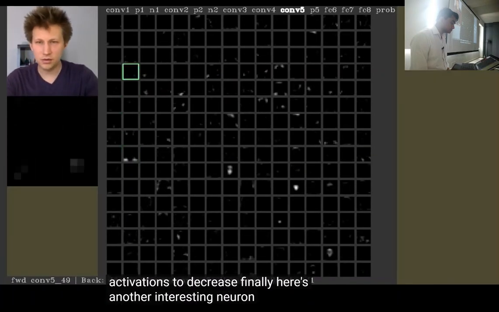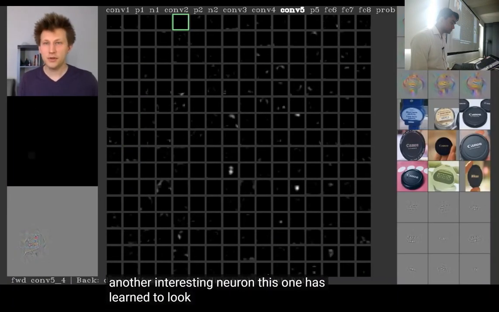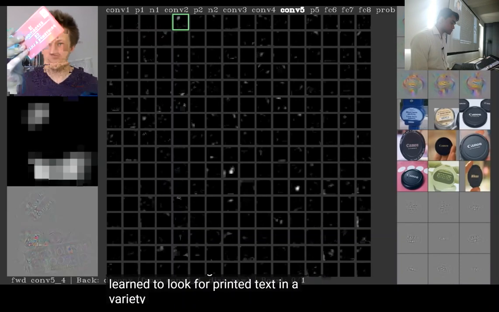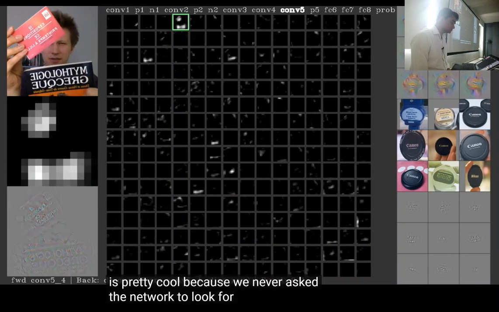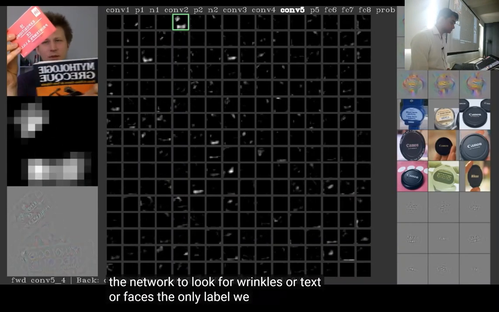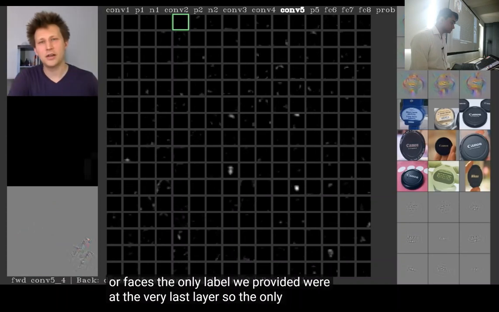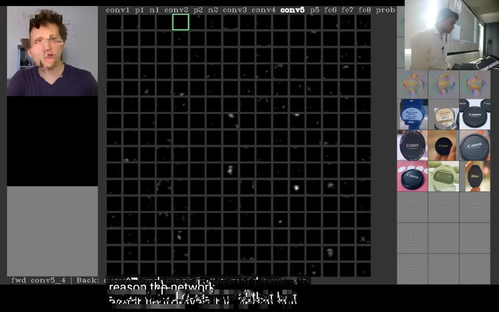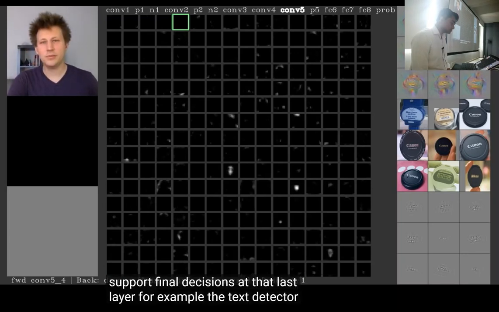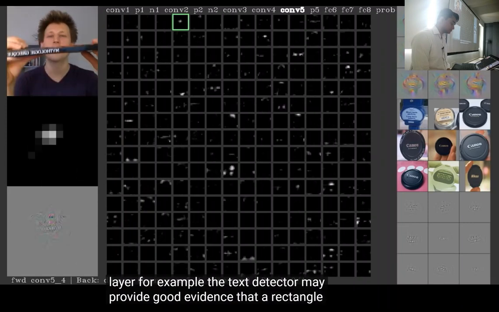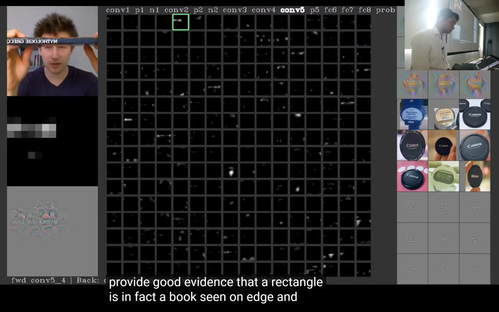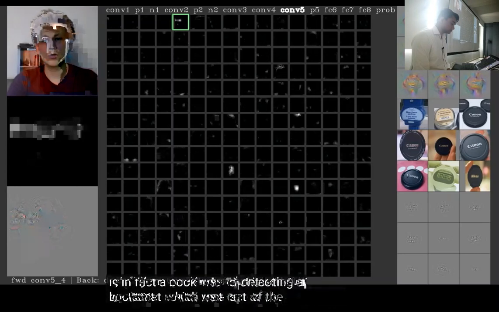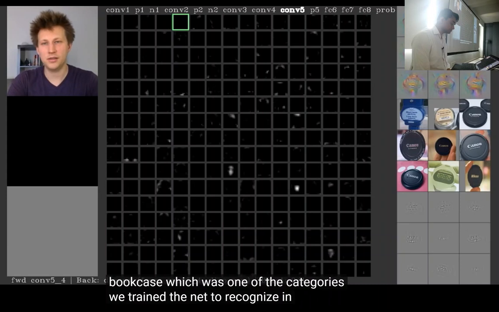Finally, here's another interesting note. This one has learned to look for printed text in a variety of sizes, colors, and fonts. This is pretty cool, because we never asked the network to look for wrinkles or text or faces. The only labels we provided were on the very last layer, so the only reason the network learned features like text and faces in the middle was to support final decisions at that last layer. For example, the text detector may provide good evidence that a rectangle is in fact a book seen on edge, and detecting many books next to each other might be a good way of detecting a bookcase, which was one of the categories we trained the net to recognize.